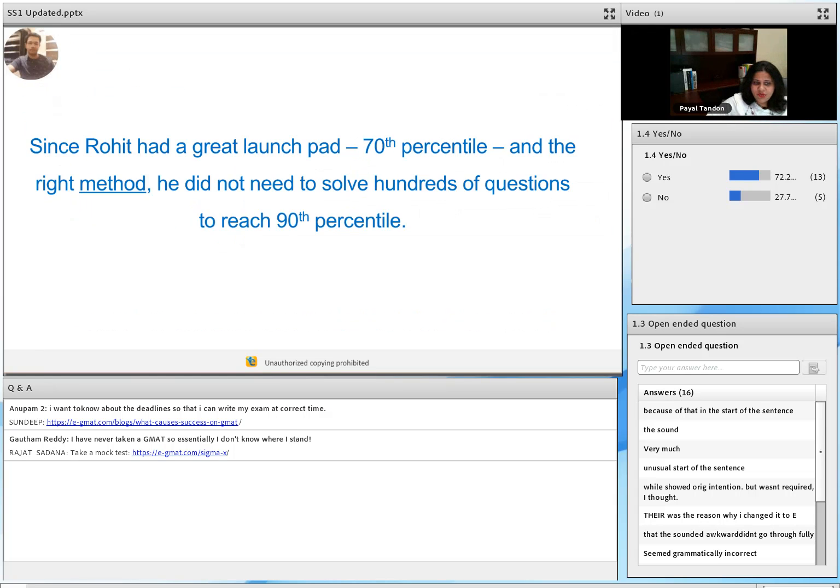And that's the beauty of doing things the right way. Because he was at 70th percentile after going through stage 1, he had a very solid launch pad, which meant that from 70th to 90th, he did not need to solve hundreds of questions. He needed to solve only 80 questions to get to that level. That is the beauty of doing things the right way.